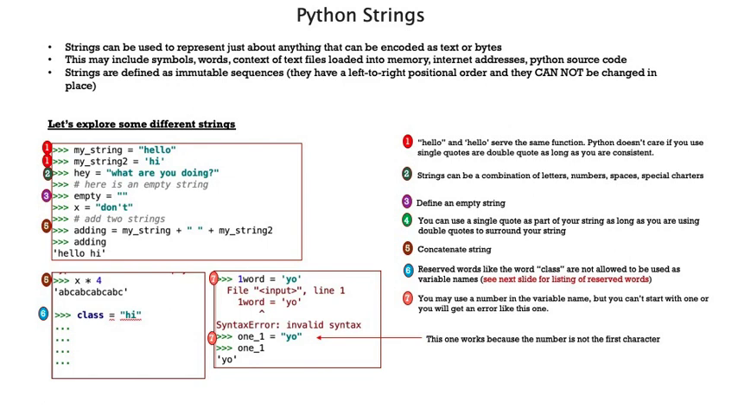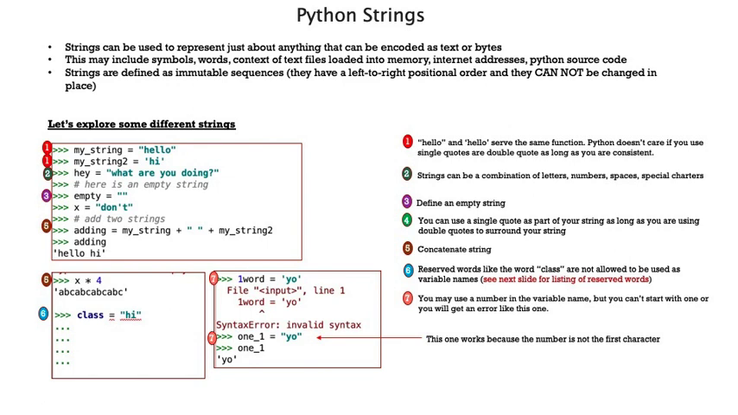The one thing you can't do, if you see number 6, is use reserved words like the word class. They aren't allowed to be used as variable names. And in the very next slide, I give you a listing of what the Python reserved words are so you can stay away from them, but you'll quickly start to learn what those are.